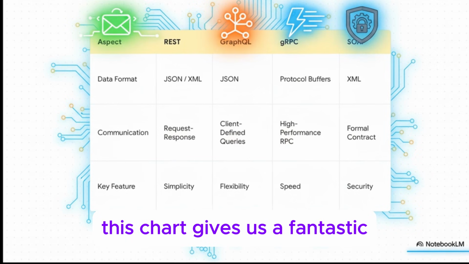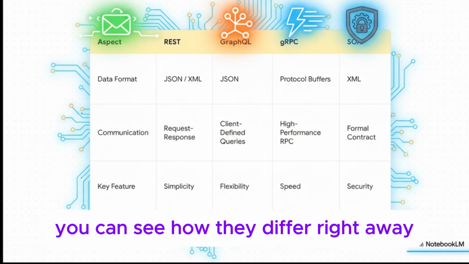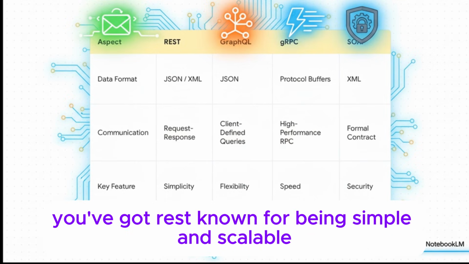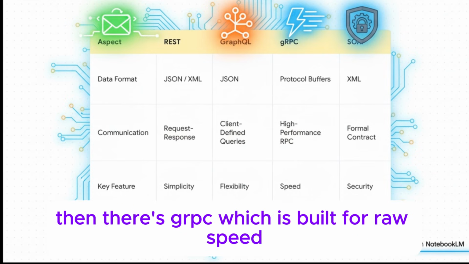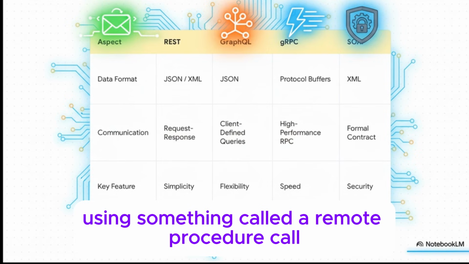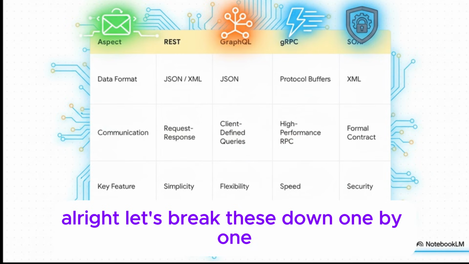This chart gives us a fantastic, high-level view of the 4 main players in the game. You can see how they differ right away. You've got REST, known for being simple and scalable. GraphQL for its amazing flexibility. Then there's gRPC, which is built for raw speed using something called a remote procedure call. And finally, SOAP, with its super strict, secure contracts. All right, let's break these down one by one.